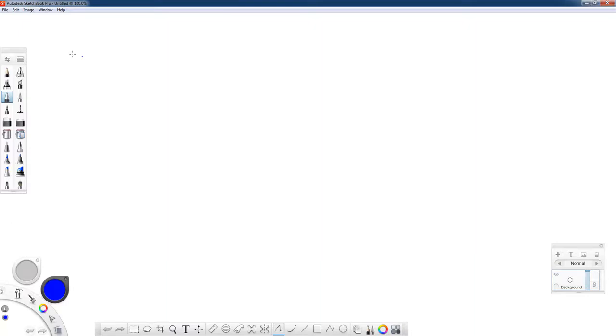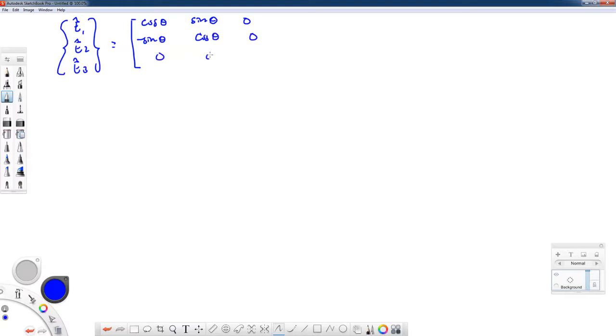Since what we have here is a linear combination, it's going to be convenient for us to think of this in a matrix format. So we have these unit basis vectors equal to a matrix full of these coefficients times our original unit basis vectors.